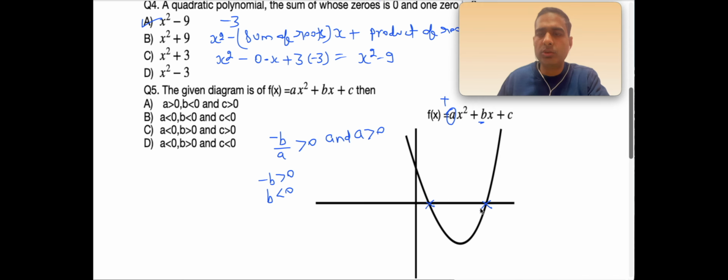Now as both the roots are positive, their product will also be positive. It means the product of the roots, given by c by a, is greater than 0. And we already know that a is greater than 0. This implies that c should also be greater than 0, because if the ratio of two quantities is positive, then either both are positive or both are negative. So if a is positive, then c also has to be positive. So a is positive, b is less than 0, and c is greater than 0. So option A will be our answer.